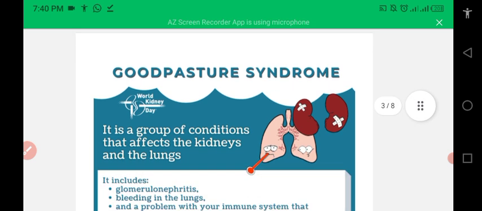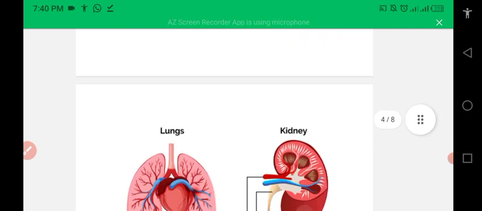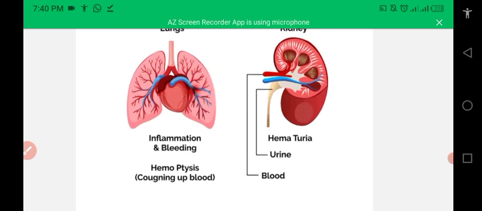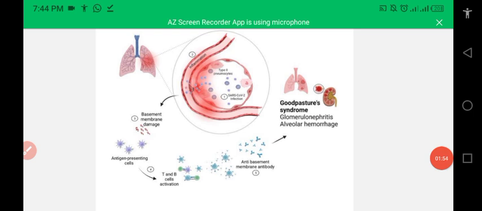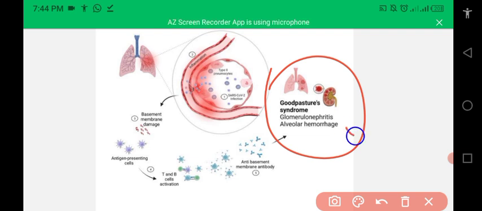In Goodpasture syndrome, there is a group of conditions involving the kidneys and lungs, glomerulonephritis, lung involvement, and an immune system problem. As we already mentioned, there is hematuria, blood in urine, and hemoptysis is also there. In this picture we can look at the alveoli and their inflammation, how alveolar inflammation contributes to Goodpasture syndrome. Alveolar hemorrhage is there.